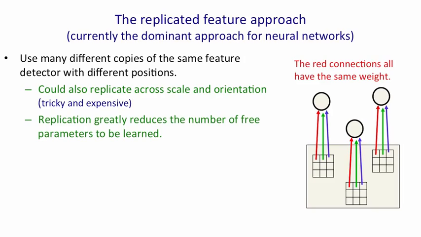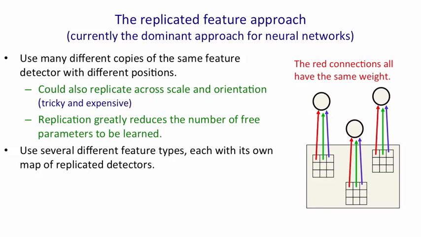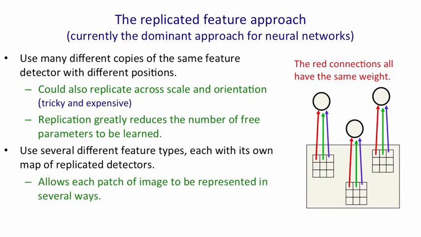Replication across position greatly reduces the number of free parameters that you have to learn. So those 27 pixels that you see in those 3 replicated detectors only have 9 different weights. Now, we don't just want to use one feature type, so we're going to have many maps. Each map will have replicas of the same feature, features that are constrained to be identical in different places, and then different maps will learn to detect different features. This allows each patch of the image to be represented by features of many different types.